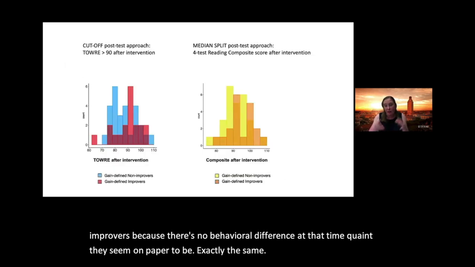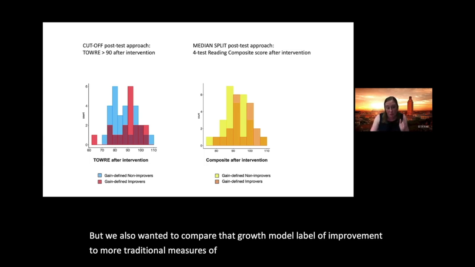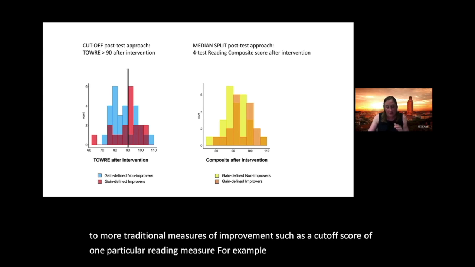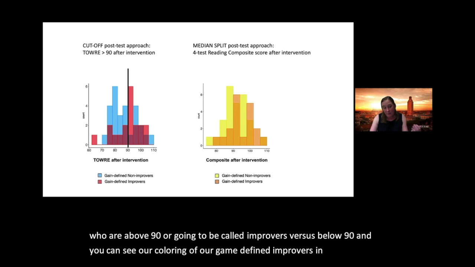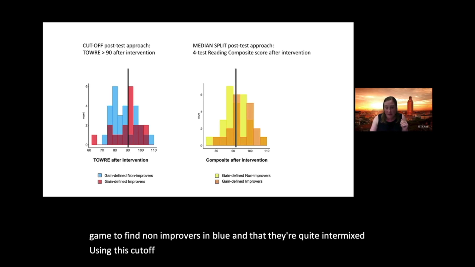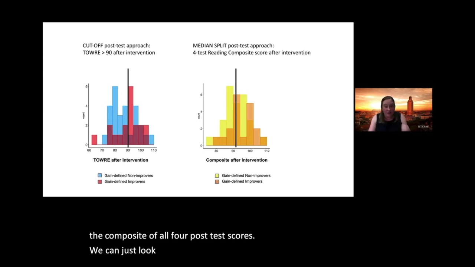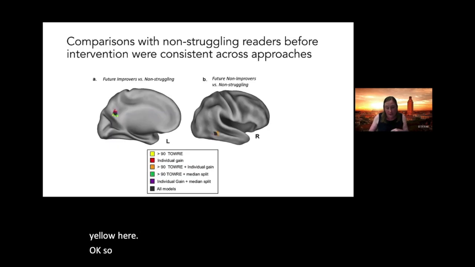But we also wanted to compare that growth model label of improvement to more traditional measures of improvement, such as a cutoff score of one particular reading measure, for example, like the tower. So saying kids who are above 90 are going to be called improvers versus below 90. And you can see our coloring of our gain-defined improvers in red and our gain-defined non-improvers in blue, and that they're quite intermixed using this cutoff approach. Similarly, with a median split approach across the composite of all 4 post-test scores, we can just look at high scores versus low scores, but again, that doesn't capture the nuance seen in the gain approach in the orange versus the yellow here.